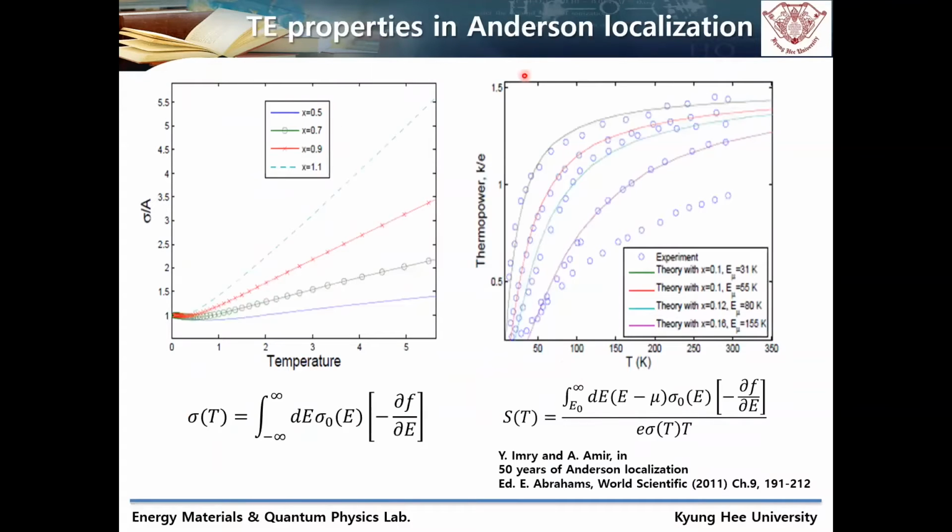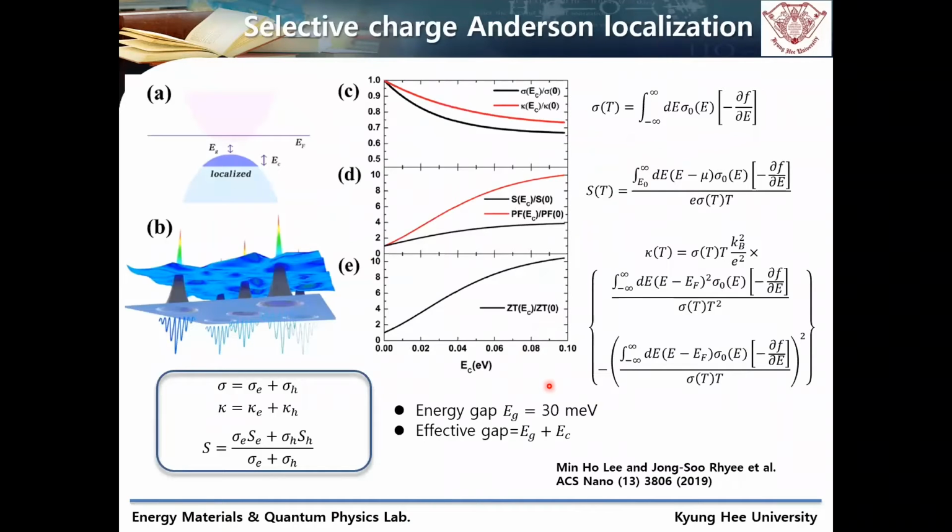Therefore, when you think about Anderson localization, the electrical conductivity versus temperature and the Seebeck coefficient versus temperature can be shown like this. At low temperature, because of the strong localization, the electrical conductivity becomes very low and the Seebeck coefficient becomes very low also. At high temperature, the Seebeck coefficient saturates and shows non-linear behavior, as expressed by this formula. Here, I propose another new concept. It is selective charge Anderson localization. It is not a perfect localization.